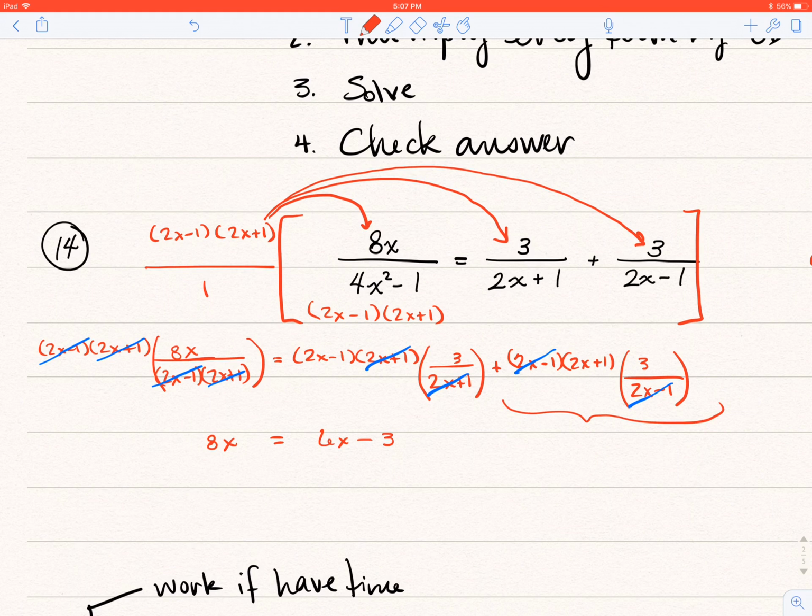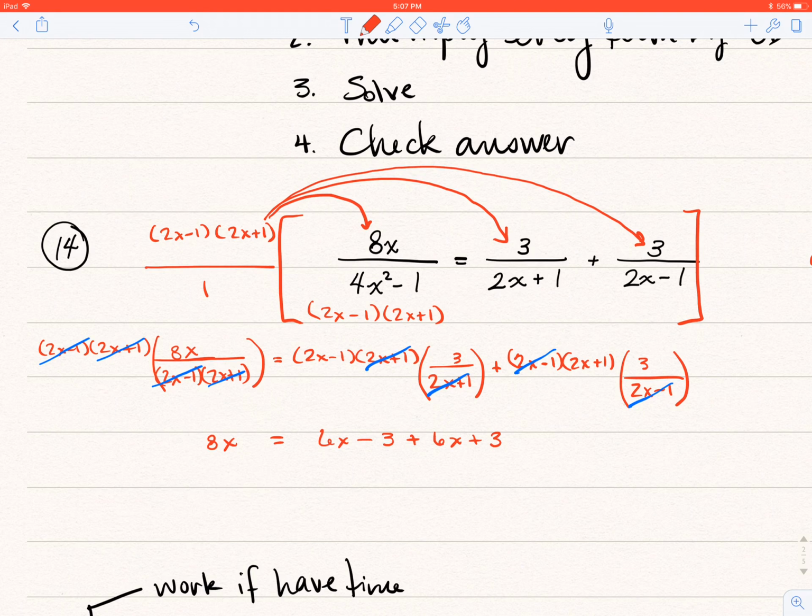And then for my last term, notice that all I have left over is a 2x plus 1 times a 3. Once again, use distribution. So you have here a positive 6x plus a 3.